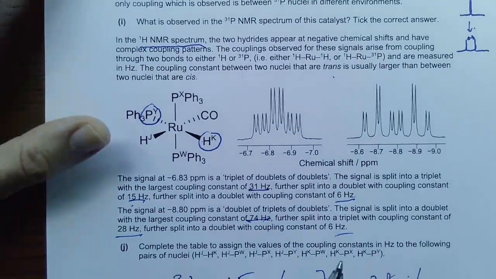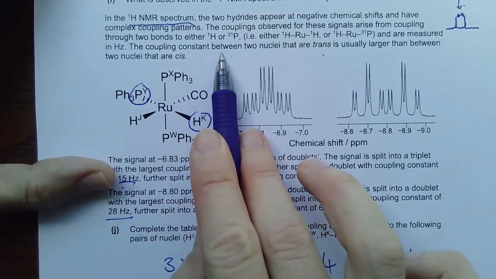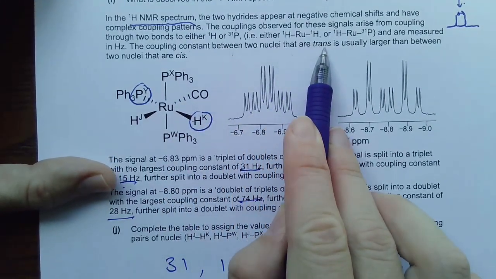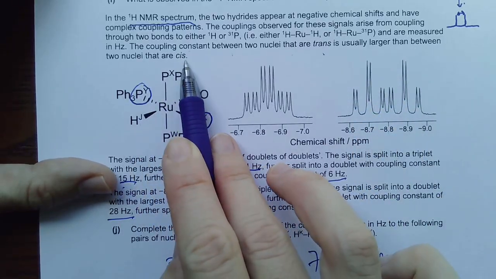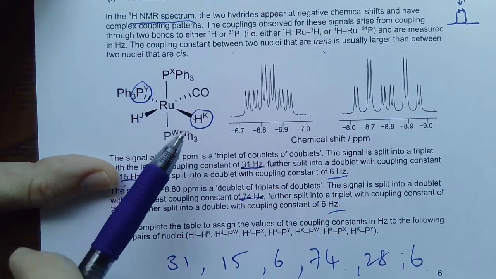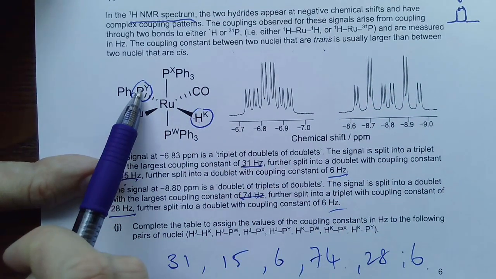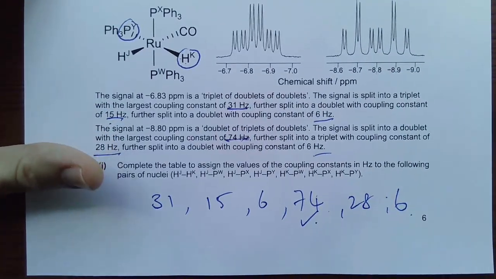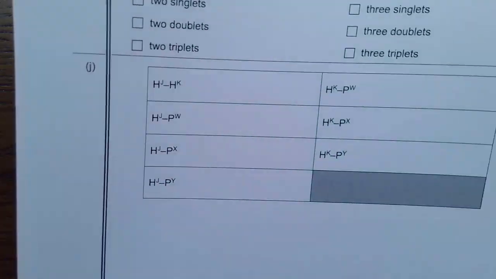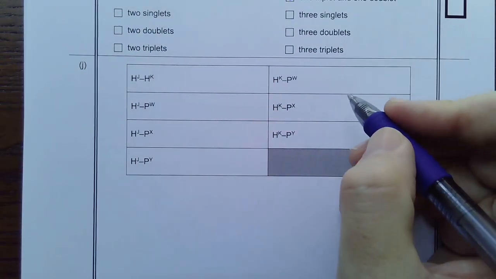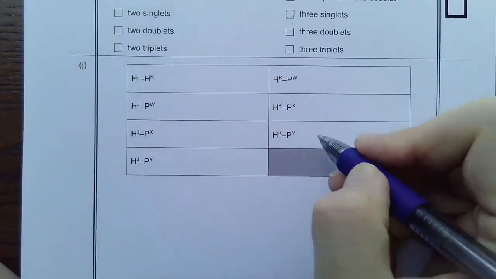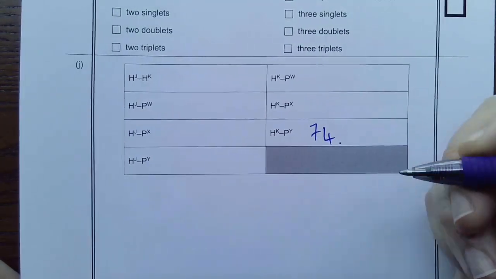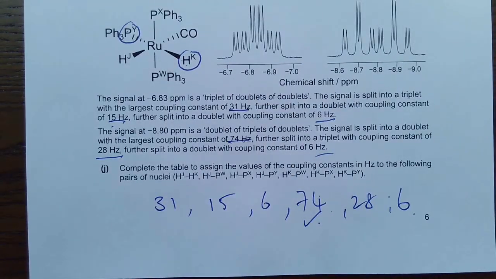Okay, so it stands to reason that because we are told up here that the coupling constant between two nuclei that are trans is usually larger than between two nuclei that are cis, we can assume that HK and PY is going to be our largest coupling constant, 74. So I'm going to put HK, PY is 74.